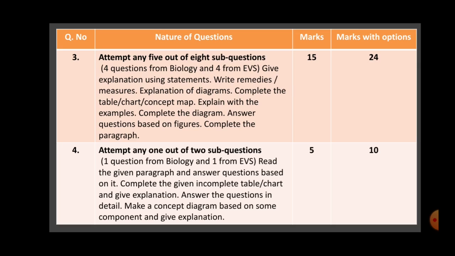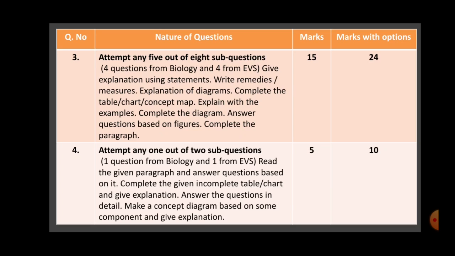Now the varieties of questions which can be asked here are: give explanation using statements. Statements will be given and you have to explain the answer. You have to write the remedies or measures. That question can be asked. Then explanation of the diagrams can be asked. They will give you the diagram and you will be asked to explain it.